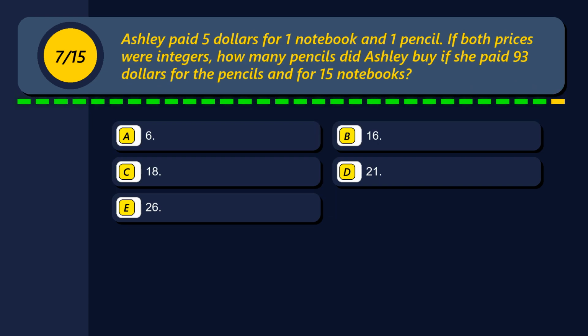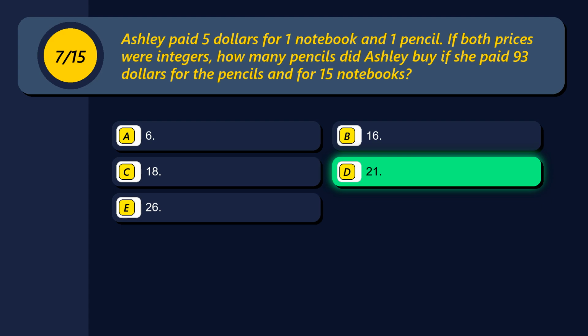Question 7. Ashley paid $5 for 1 notebook and 1 pencil. If both prices were integers, how many pencils did Ashley buy if she paid $93 for the pencils and for 15 notebooks? Option A, 6. Option B, 16. Option C, 18. Option D, 21. Option E, 26.